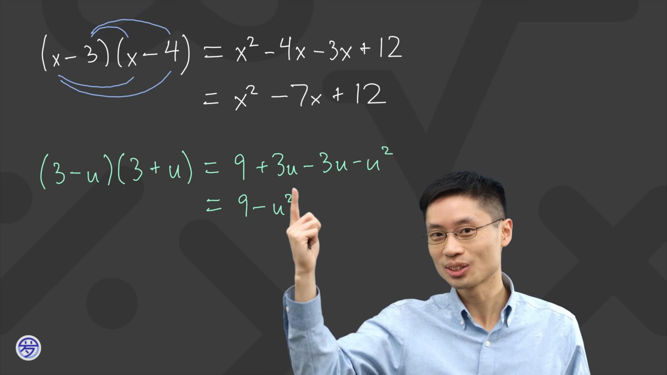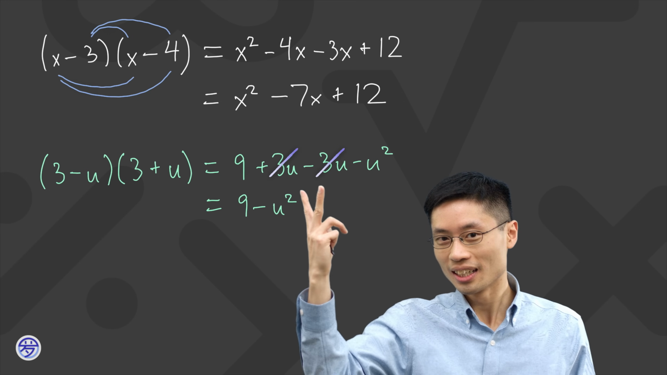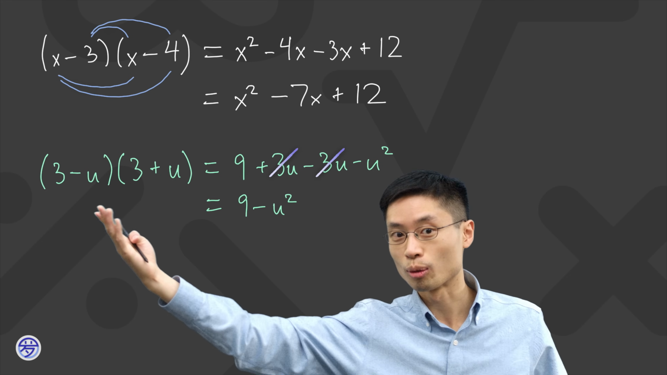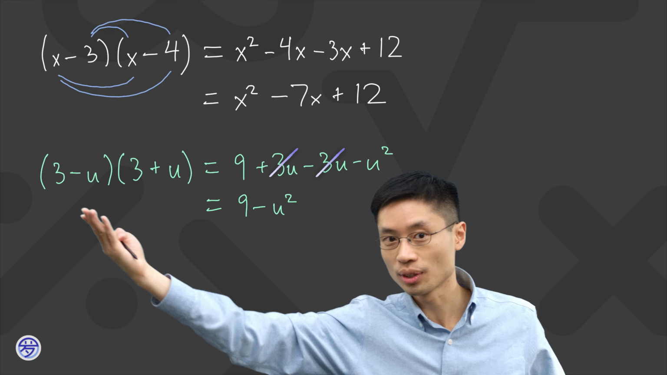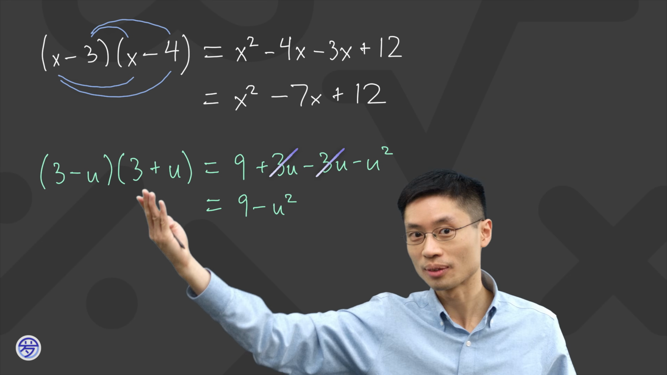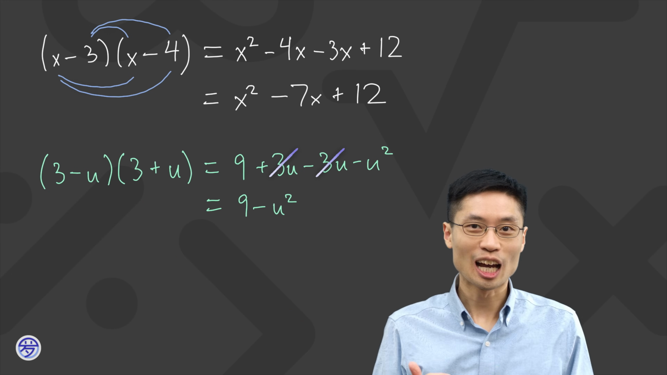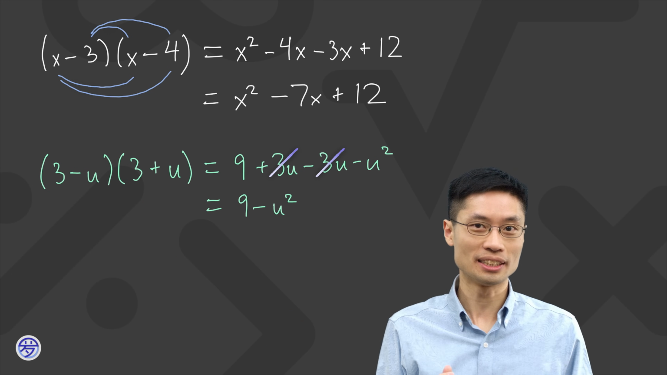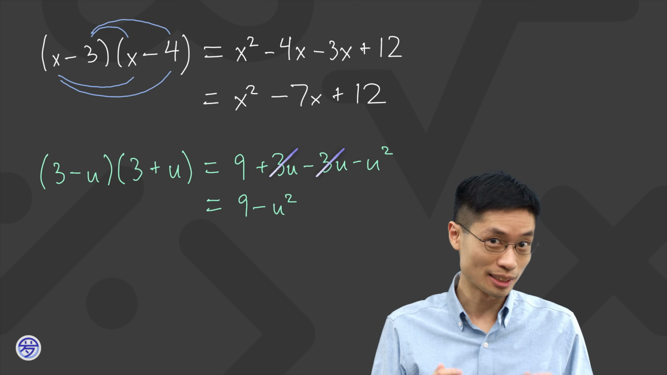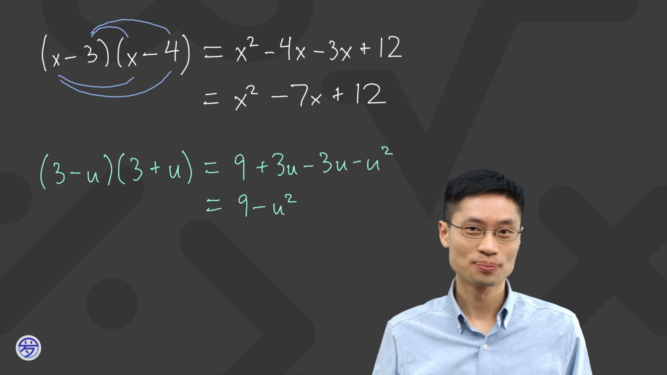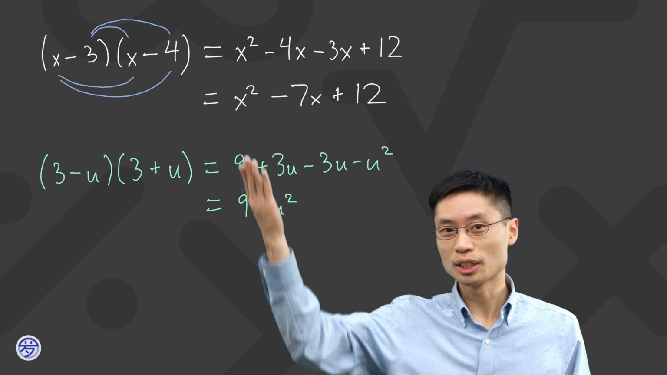And that's because these two middle terms cancel. And that's actually because of the form of what I have here. Because this 3 went with that u, and this negative u went with that 3. That's kind of neat. And in math, we actually love to see these kinds of cute coincidences. They can sometimes come in handy later. Okay, so this was a review.